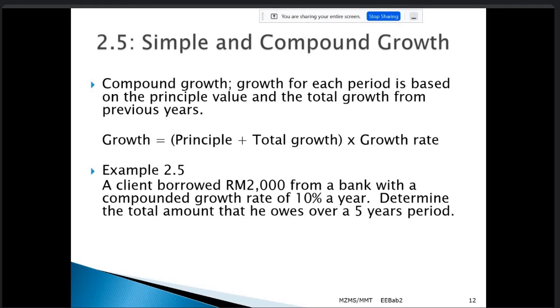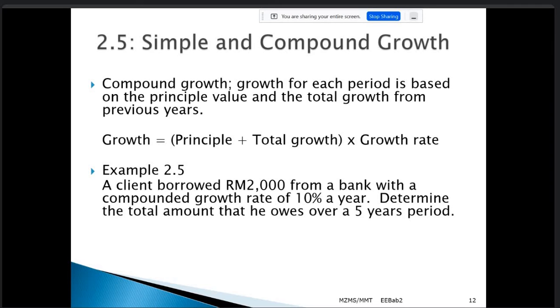Okay, simple growth is normally for a fixed I. Because when you make a loan, we have the Islamic approach and the conventional one. For the Islamic approach, normally it is a fixed rate, and a fixed rate is normally calculated based on simple growth. For conventional, sometimes it fluctuates. So that one is another calculation.